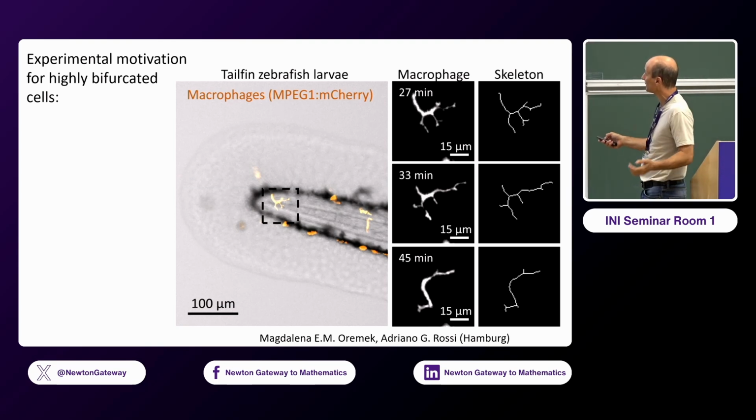Macrophages, which are immune cells, are observed here within the tail of this zebrafish again, and you see the highly bifurcated shape of these cells.